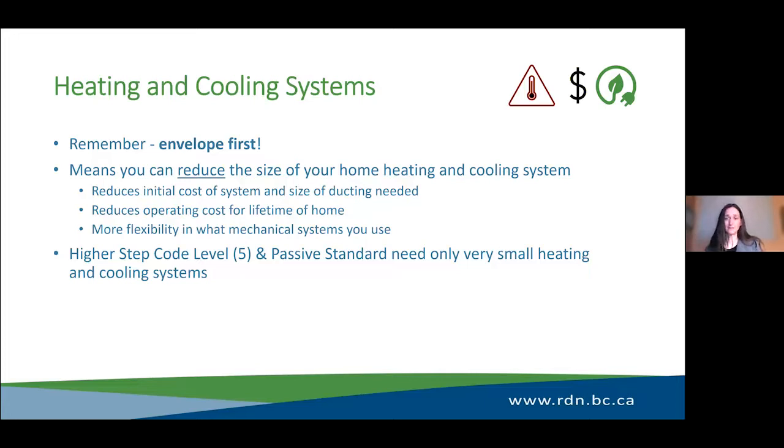Higher step code level homes or passive standard need only very small heating and cooling systems because they're already very resilient to those outside temperature swings because of all the attention to air barrier and insulation.